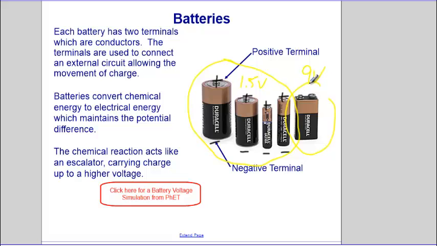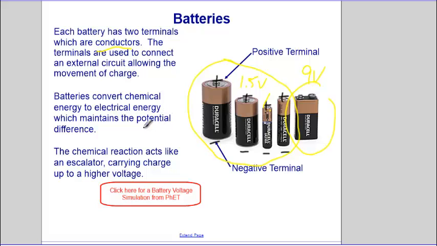So when masses fall down tall hills, they'll have huge potential energy change. It means they're going to go, I don't know, faster, have larger currents. More on that soon. And these offer small potential energy changes. So each battery has two terminals that are conductors. The terminals are used to connect the external circuit, allowing the movement of charge. Batteries convert chemical energy into electrical energy, which, by the way, is mechanical in nature because charges are moving, just like mass is moving, or roller coaster cars moving along a track.